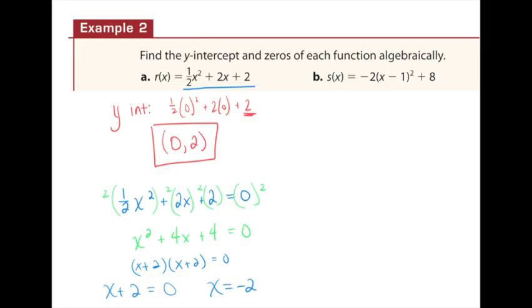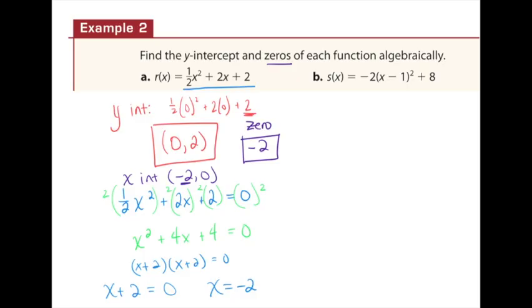So what did I find when I did that? Well, I technically found my x-intercept. My x-intercept is going to be -2, 0. Which means if they want the 0 of this function, then I would just list that -2. The zero of the function is where the function equals 0. All right?